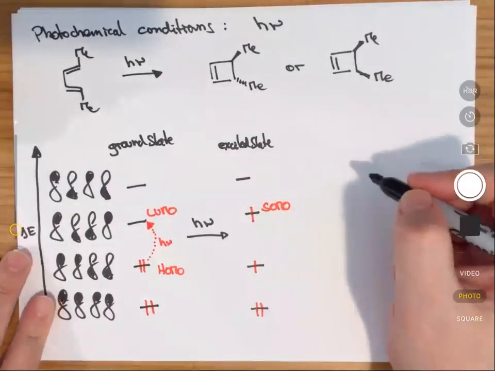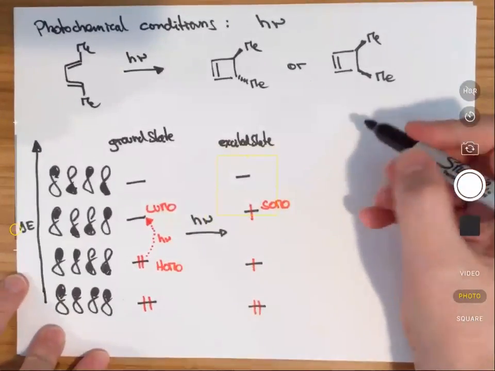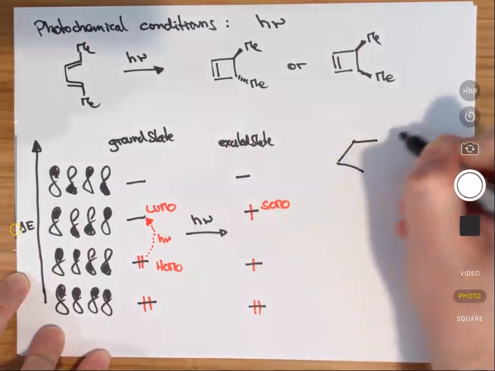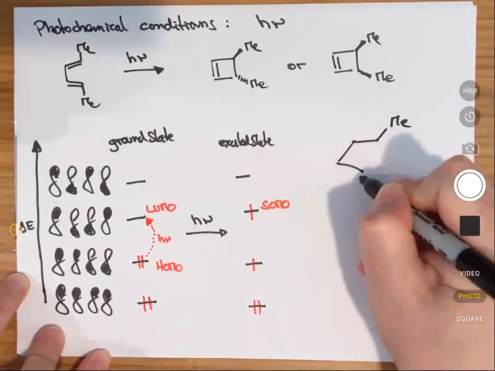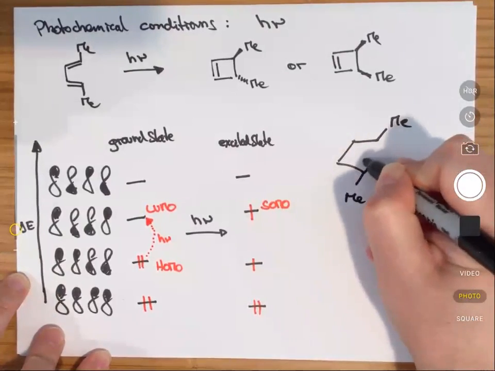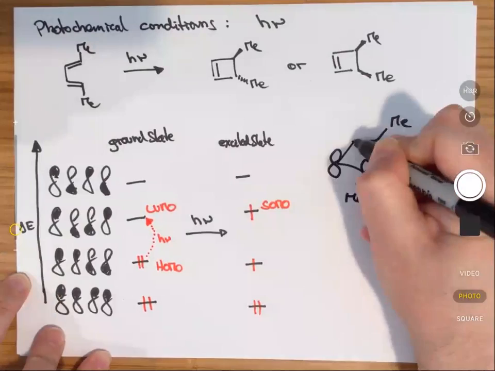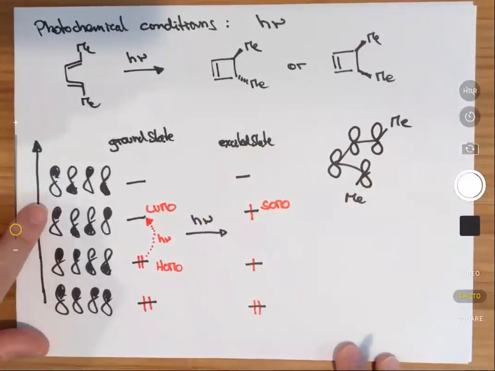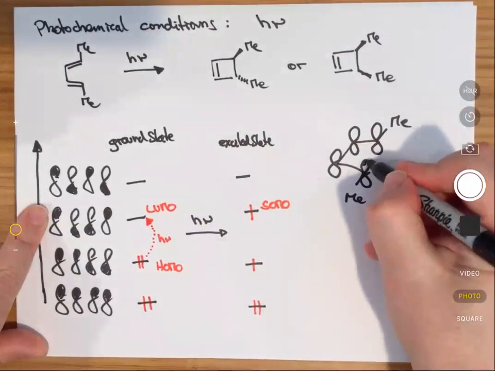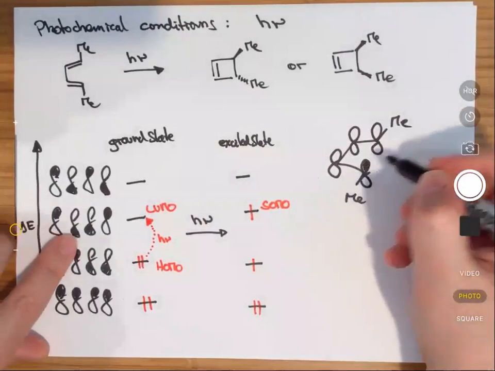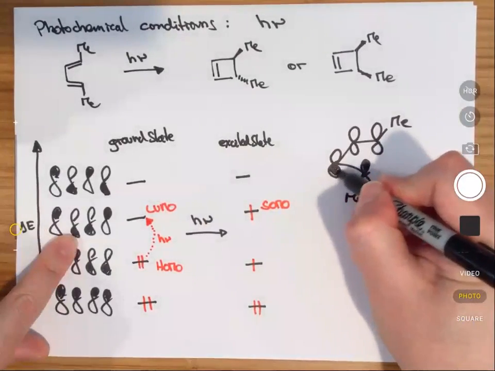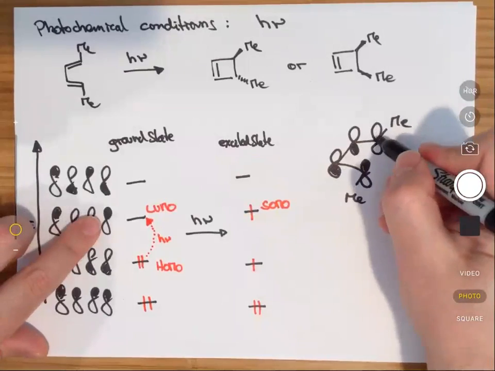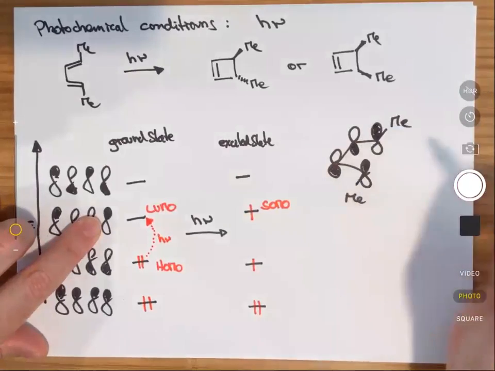Now again, we can draw our butadiene in perspective. Let's draw it like this, and let's have a methyl group over here, and a methyl group over here. We now have to essentially draw phi-3 under the photochemical conditions. If you look closely, it has a shaded lobe up here. Then the sign changes, it's at the bottom. It stays the same, it's at the bottom. And then at the end, again, it goes up again, right?